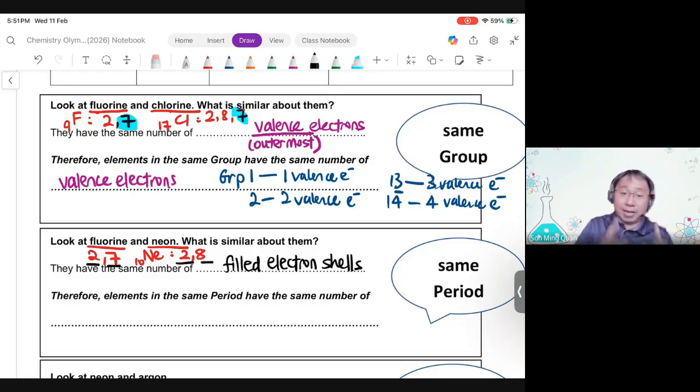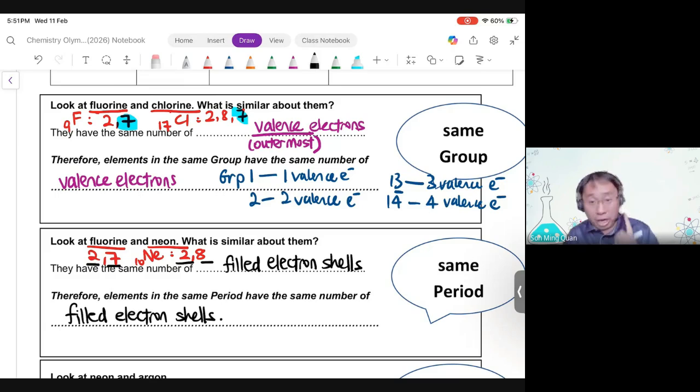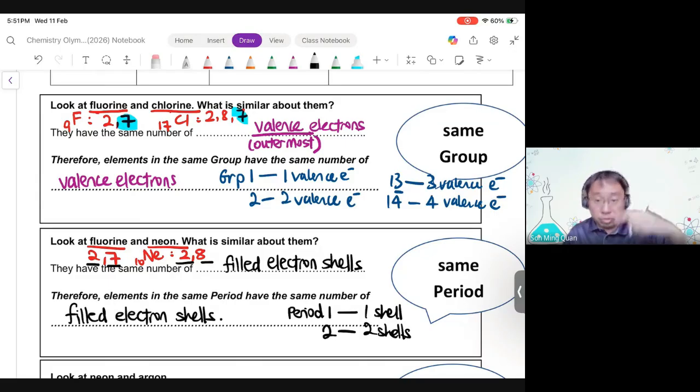Notice I said filled, I didn't say fully filled. It's okay if the shell is not fully filled. They have 2 shells that are filled to some extent. All right. So elements in the same period have the same number of filled electron shells. So period 1, 1 shell. Period 2, 2 shells. Period 3, 3 shells. Period 4, 4 shells. And so on and so forth.